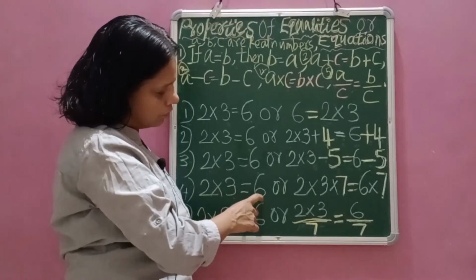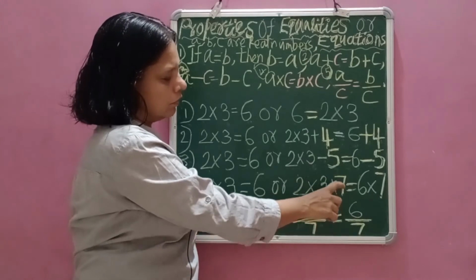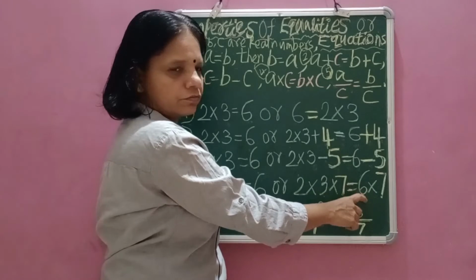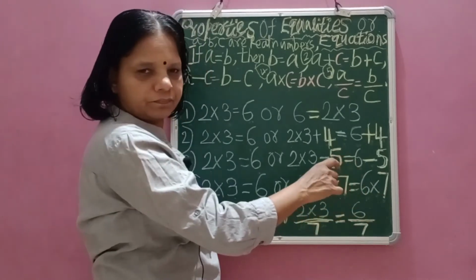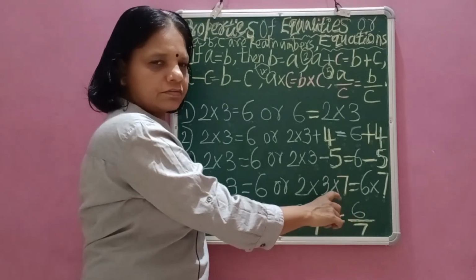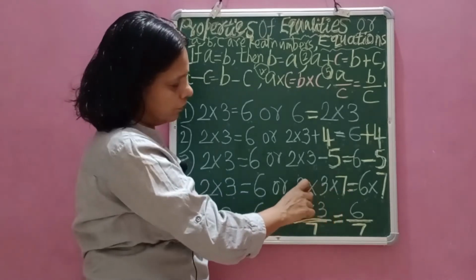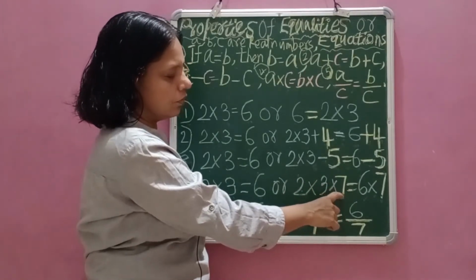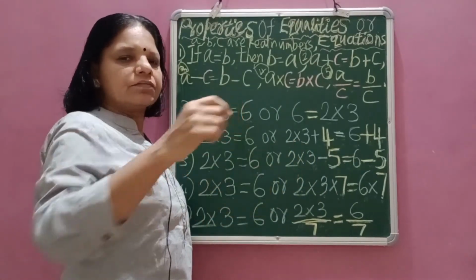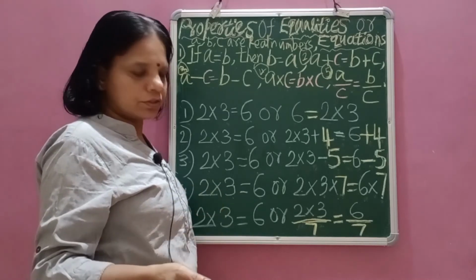Now next property. The given equation is the same, 2 into 3 equal to 6, or 2 into 3 into 7. Here multiplied by 7. In RHS also 6 into 7. Then also it is equal only. See, 2 3s are 6, 6 7s are 42. Here 6 7s are 42. So we can multiply the same number or expression on both the sides of the equation.